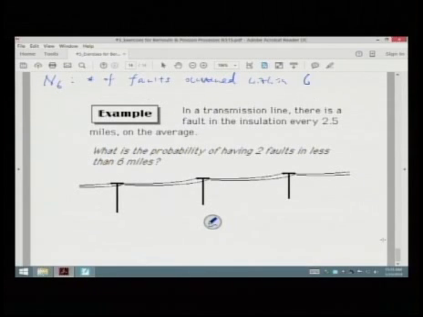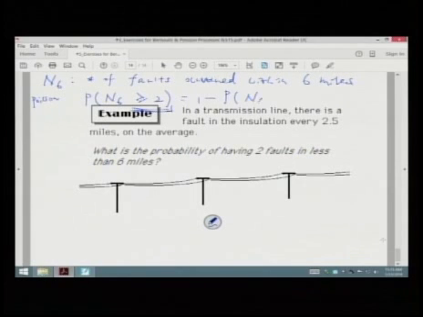So N sub 6 is the number of faults occurred within 6 miles. Then using this random variable, of course N sub 6 follows a Poisson distribution. The desired probability is going to be N sub 6 is greater than or equal to 2, right? Because the number of faults occurred within 6 miles is at least 2. So that's going to be 1 minus the probability that N sub 6 is less than or equal to 1. Then this is going to be 0.2127, I believe.